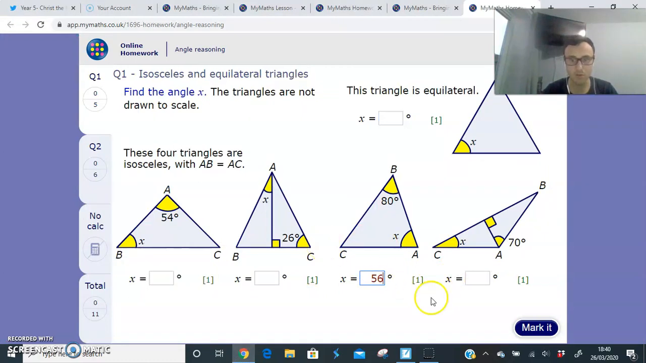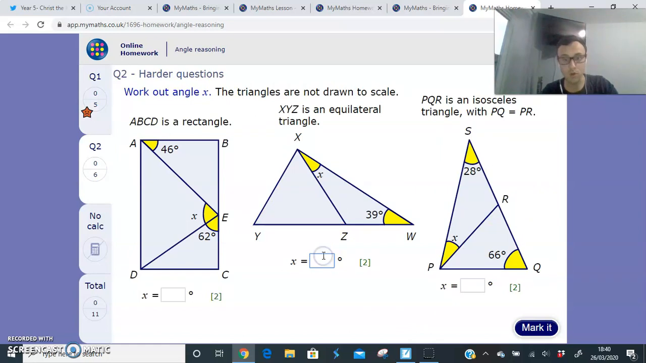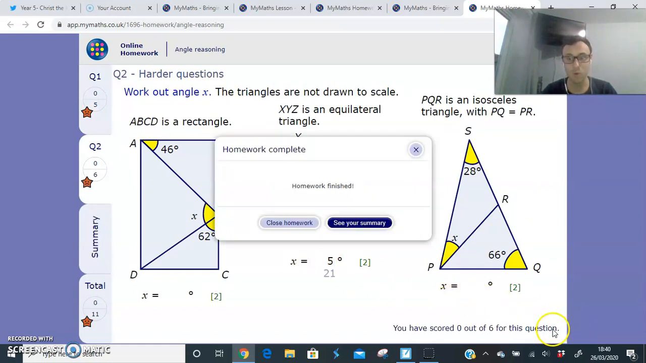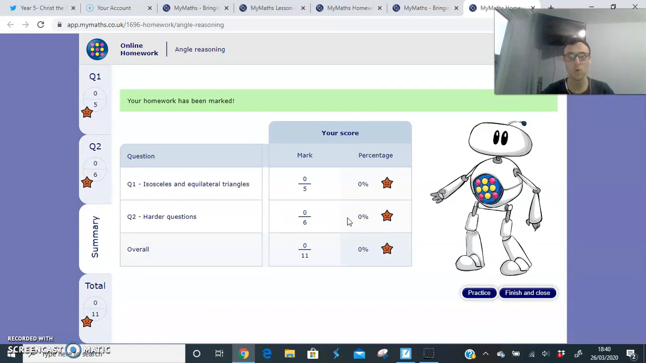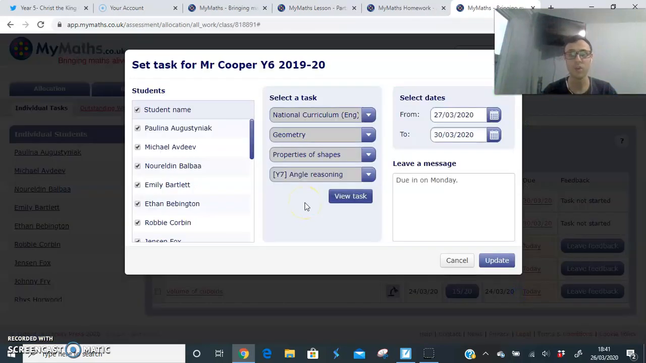Now if I quickly show you how to check out, so imagine I'm doing these questions, I don't know if they're right, whatever, but I then click mark it, that's question 1. Question 2, I do it, I mark it. Obviously I haven't done particularly well there, but I mustn't then close homework. You must go to see your summary, otherwise we don't get your score. So I can now see my summary, didn't do particularly well. Remember, if you don't get a happy star, more than 70%, I expect you to redo it. So you would redo, then go finish and close. I then get your score.